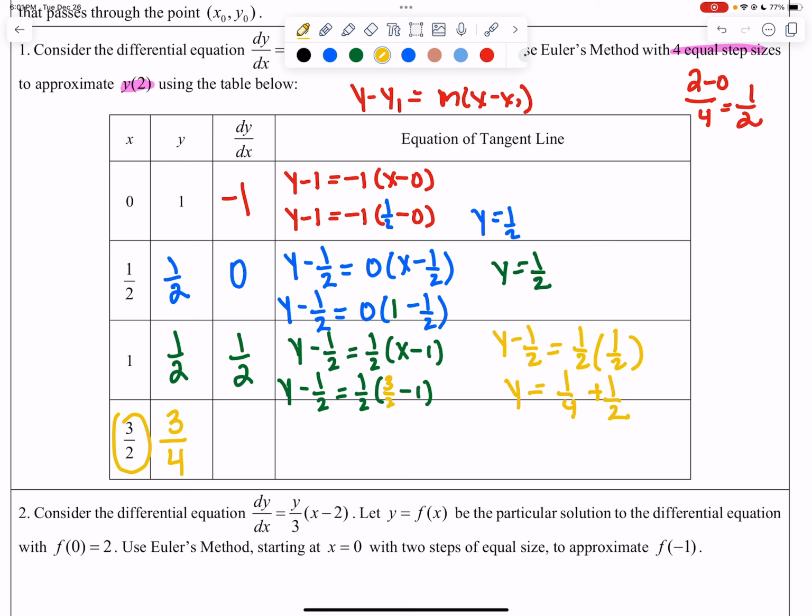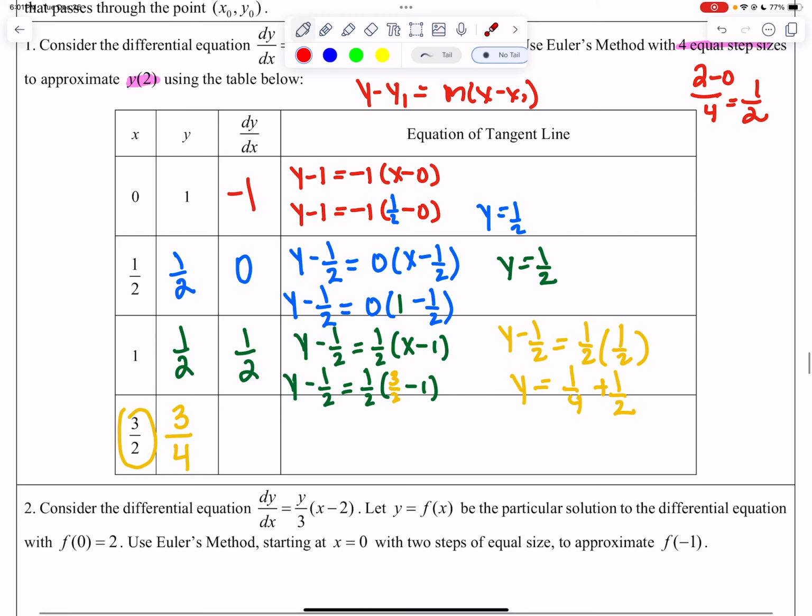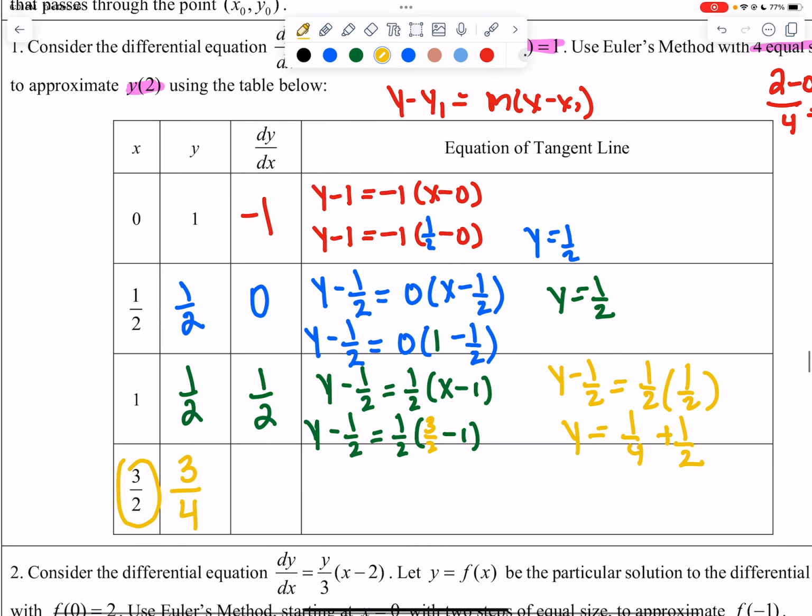Now, we are approximating y of 2. So this is going to be my last slope, my last equation, and then I'm going to plug in 2, and then I'm going to call it a day. All right, so 3/2 minus 3/4. This right here is the same thing as 6/4. So 6/4 minus 3/4 is 3/4. So this is going to give me y minus 3/4 is equal to 3/4 times x minus 3/2.